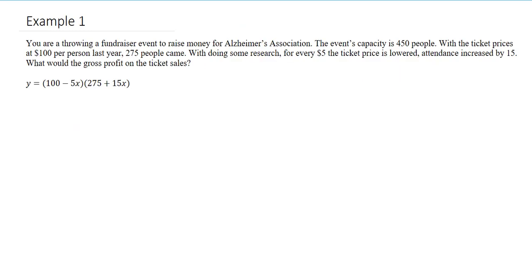So now let's go ahead and look at an example. Example 1. You're throwing a fundraiser event to raise money for the Alzheimer's Association. The event capacity is 450 people. With ticket prices at $100 per person last year, 275 people came. With doing some research, for every $5 the ticket price is lowered, attendance increased by 15 people. So it will be the gross profit on the ticket sales. So we want to make sure we price it just right, and what would our gross profit be if we did it just right.